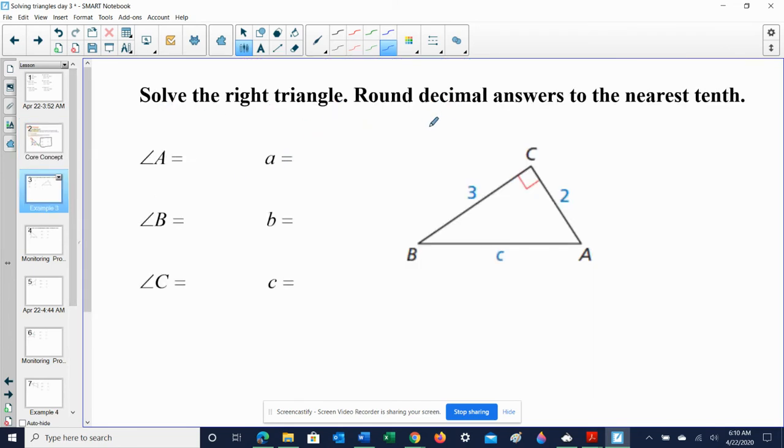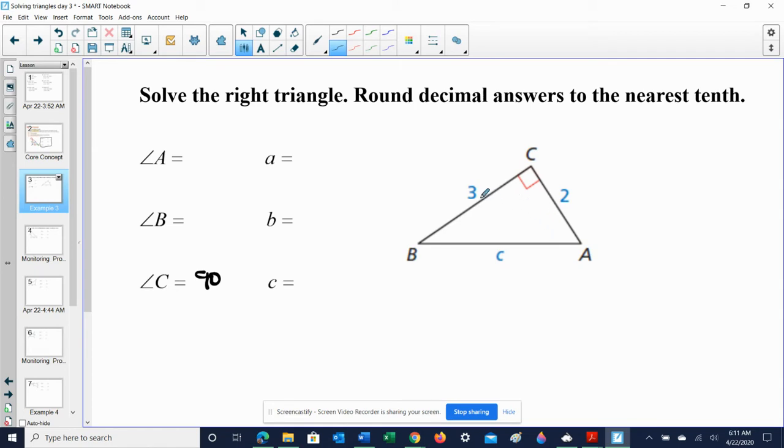Solve the right triangle. Round decimal answers to the nearest tenth. So we have our little table, and we're going to start filling things in. We know where our right angle is. Our right angle is at C. So what is the measure of angle C? 90. So we put a 90 in there. We don't know angle A, we don't know angle B. Unknown, unknown.